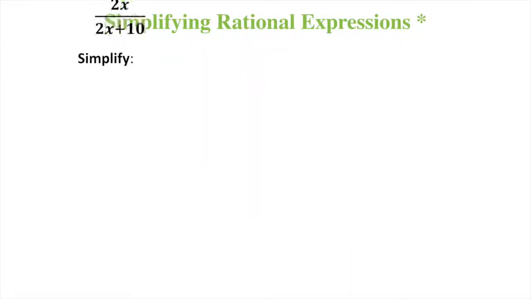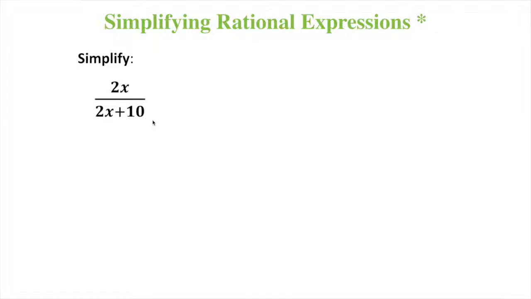All right, so now let's look at one here. Up top, it's just 2 times x. Down below here, though, it looks like they share a common factor. That's what we were just working on. So we need to see what that common factor is and then pull that out. If we look here, 2x and 10, they share a 2 in common. So I'm going to pull out a 2.